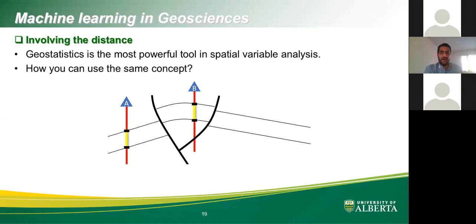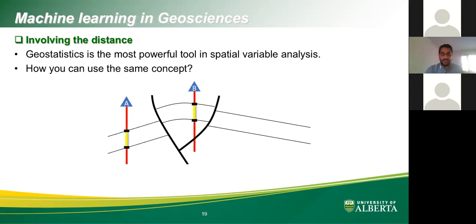For example, if you have a fault between two wells, here well A and well B, and we want to use some features in well A to predict some features in well B, we have to be informed that we have a fault here, and a fault can change everything. Somehow you have to develop a model between these two wells for defining the heterogeneity. It's very tricky.